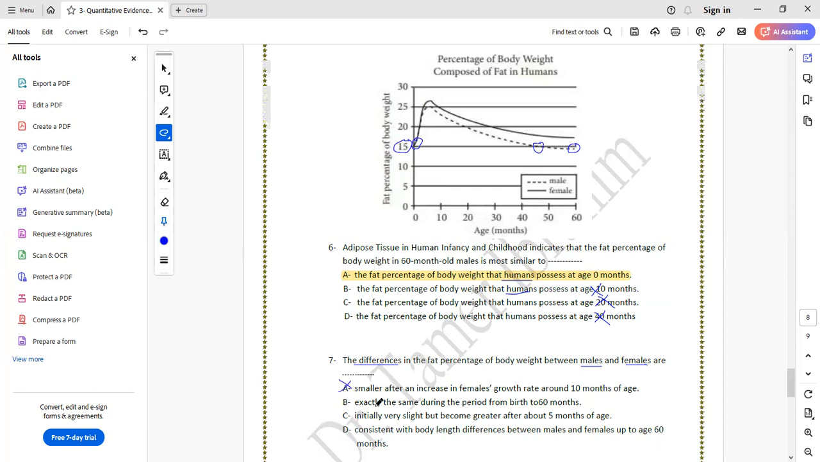So it's not A. Exactly the same during the period from birth to 60? No, from birth, from 0 to 60 is not the same. It starts to be different between male and female. Initially very slight. Yes, initially very slight. Look here. Initially very slight. Then become greater after about 5 months. Yes, it starts from here to be greater, around 5 months.